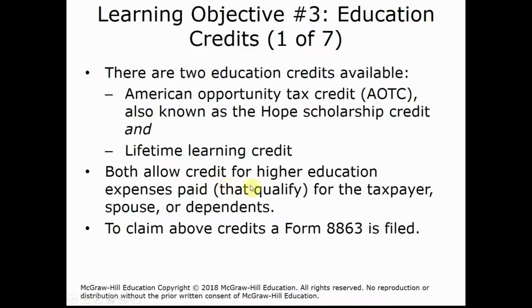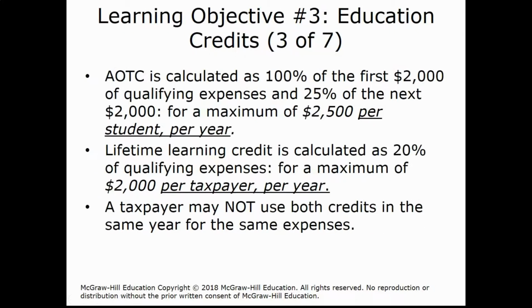Both of these credits would apply only to qualified educational expenses, and those are listed in the chapter, such as tuition and fees and things like that. So for the American Opportunity Tax Credit, it's calculated based on 100% of the first $2,000 of qualifying expenses that the student incurred, and then 25% of the next $2,000 of qualifying expenses, but it may not exceed $2,500 per student per year.